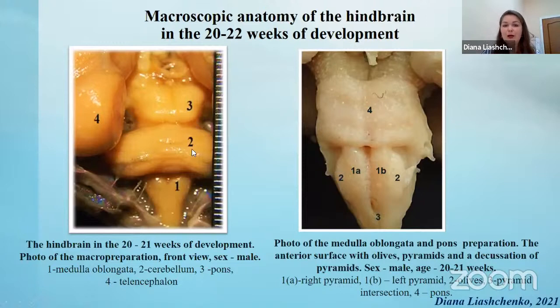There are two photos of macro preparations of the hindbrain. On the left photo, pay attention, this is the medulla oblongata. In this photo, we opened the posterior skull cavity and removed the occipital bone, so it's a posterior view of the brainstem. This is the medulla oblongata, number 4, then we can see the cerebellum, mesencephalon, and parts of the hemisphere. The right photo demonstrates the anterior view of the brainstem. We can see the medulla oblongata, pons, peduncle of the mesencephalon, and small portions of the hemisphere. What can we tell about the medulla oblongata?